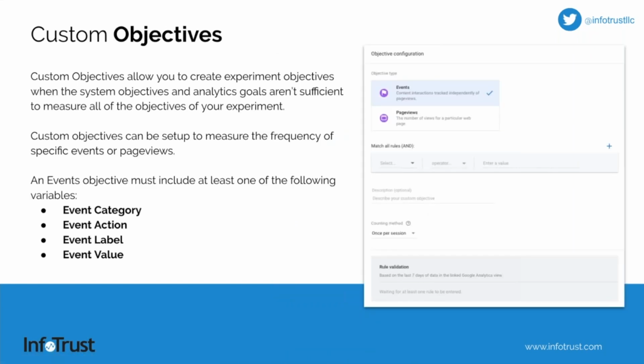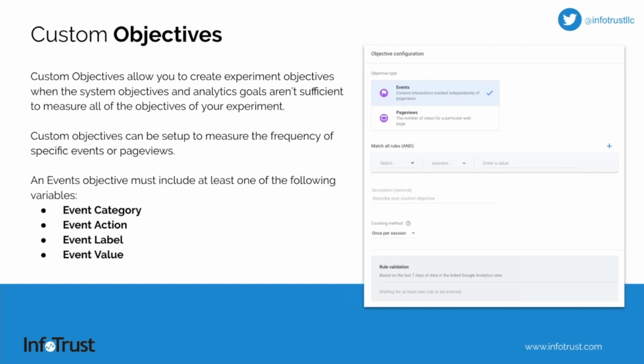And then finally, custom objectives. If you have set up custom events on your site, so that means anything that has a category, action, and label, you can also create a custom objective for Google Optimize as well. So similar to the URL matching, you can also match any of your events in the Google Optimize interface. And it's very similar to creating a goal in Google Analytics, where you'll also get some rule validation based on the objective that you set up.